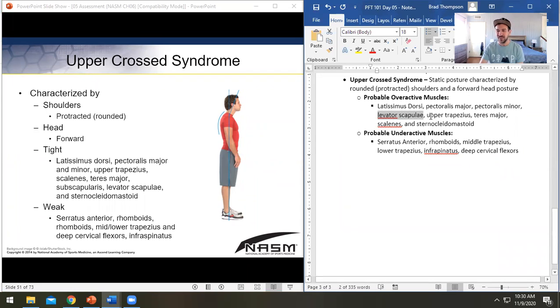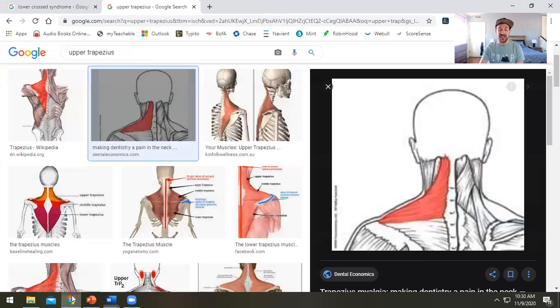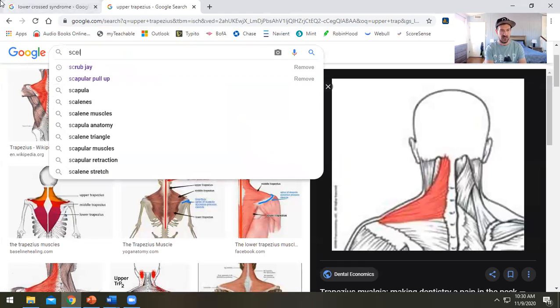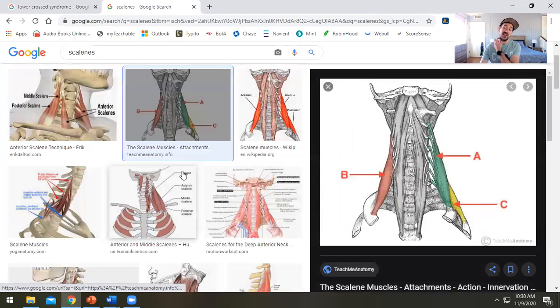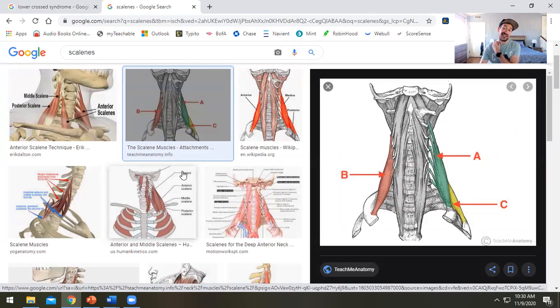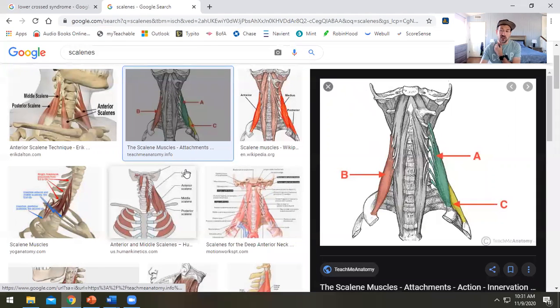So that's your upper trapezius. And then your scalenes, which are these little tiny ones on the side of the neck that are slightly in the front. So they pull you this way.